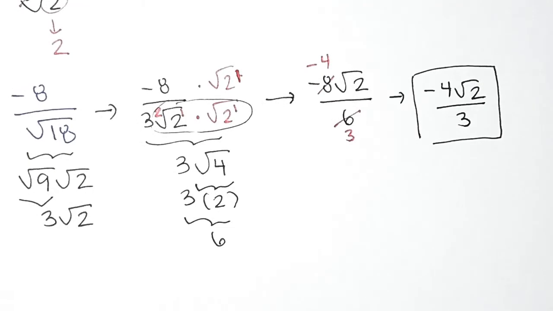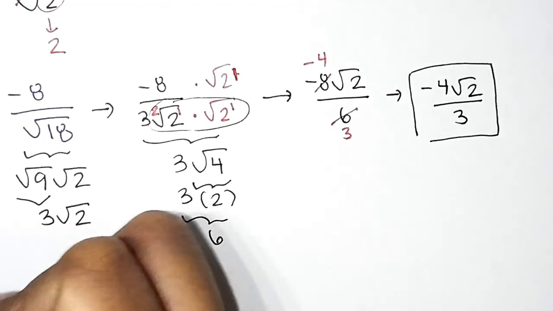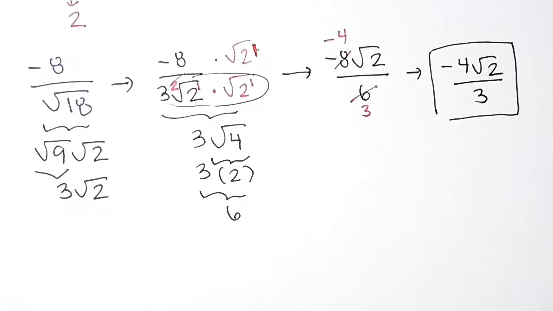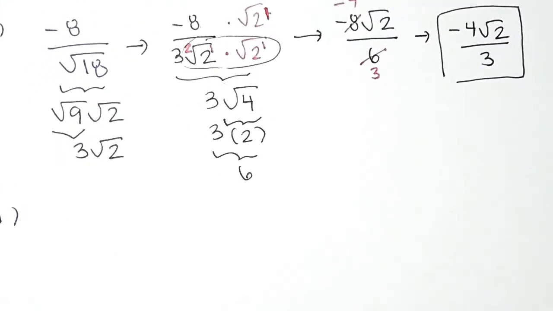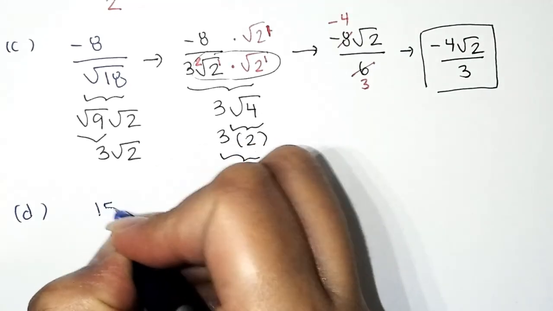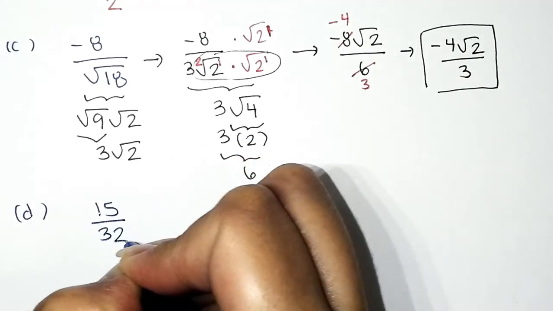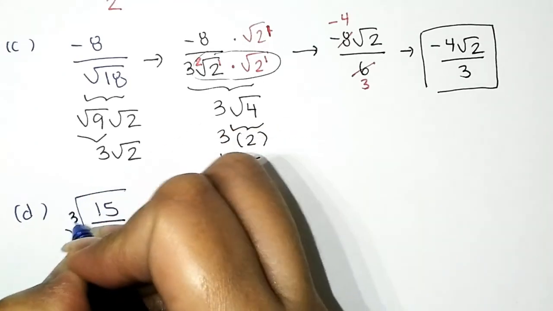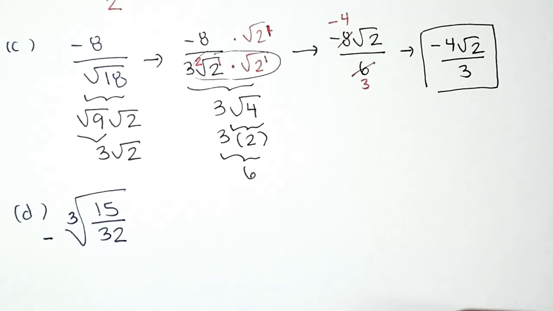For the almost grand finale, let's knock out problem D. Oh, you cannot see D. Problem D, we have negative cube root of 15 over 32. So the radicand is a fraction. With your permission, I'm going to put the radicand first, and then the radical sign. Then we'll highlight the index, and then we'll write down the negative. So we want the negative cube root of 15 over 32.